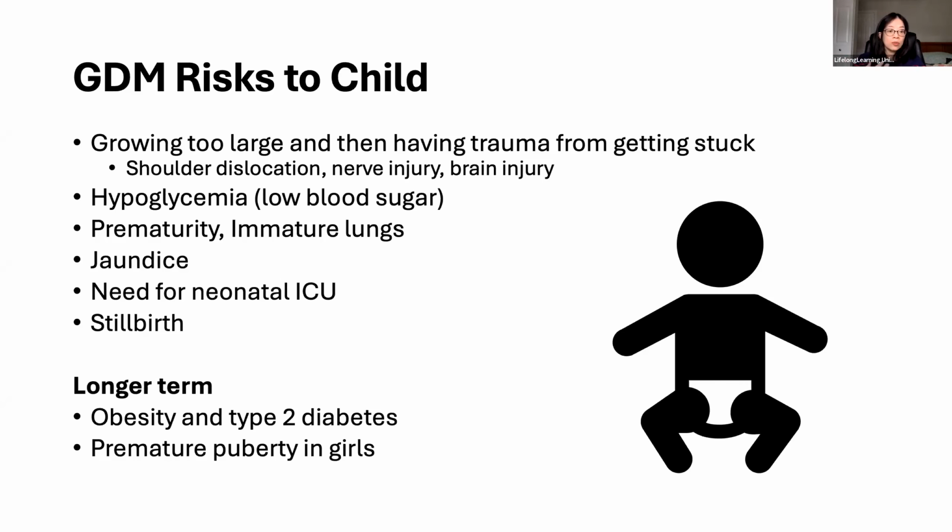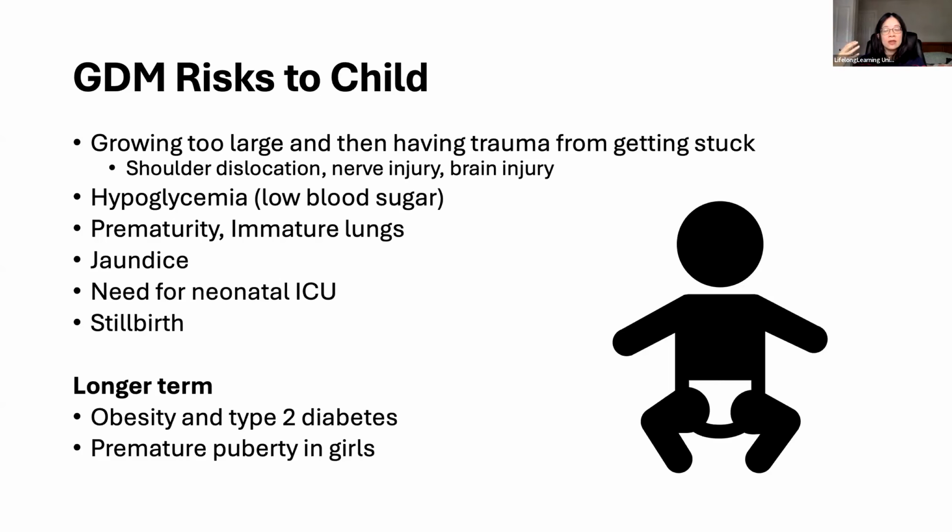So we really do want to make sure that we're trying to modify the rate of growth if gestational diabetes is present. But ultimately, if the rate of growth is high, then the obstetrician is going to schedule a C-section.